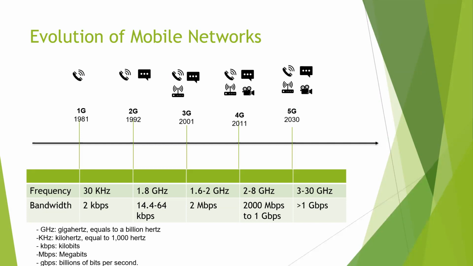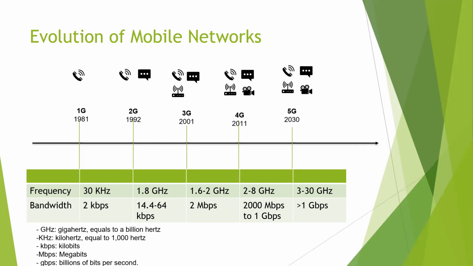Then in 2001, the internet came into the picture. So based on that, the frequency increased to 1.6 to 2 gigahertz, sorry. And then the bandwidth became 2 megabytes.